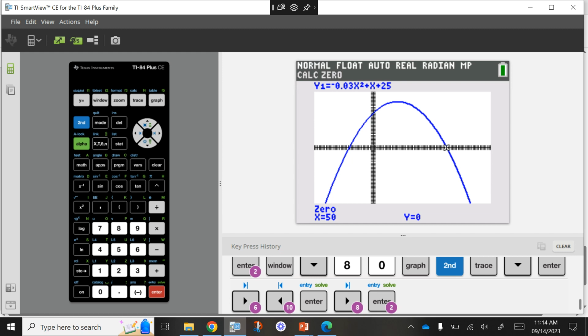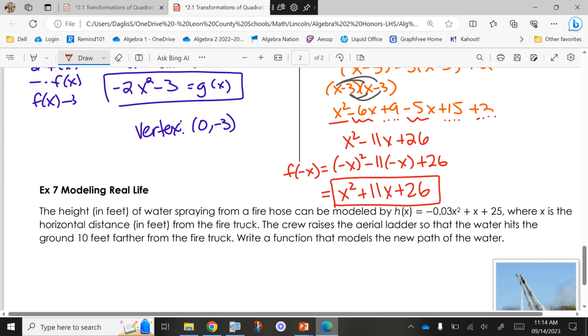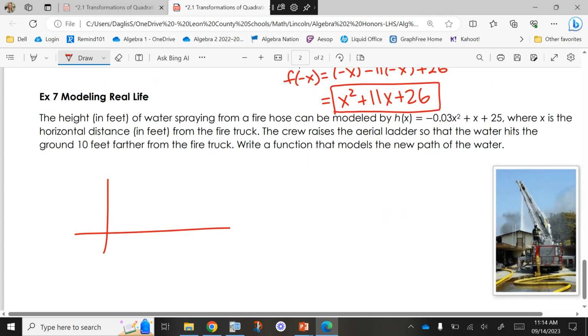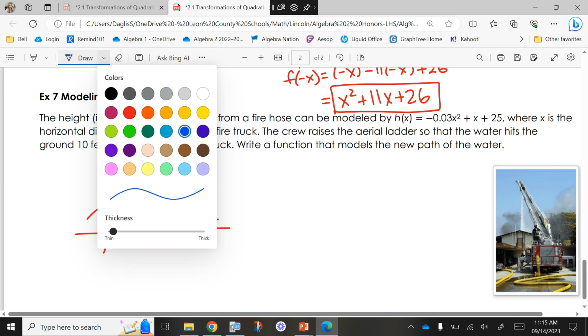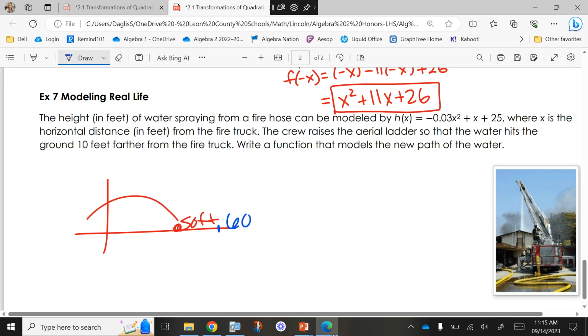Okay? So how far is the water being sprayed right now? If it's at 50, 0, it's being sprayed 50 feet away. Okay? So right now, I'm just going to do a little picture. Right now, it's hitting at 50 feet. It wants to raise the ladder so that it's hitting 10 feet farther. So where does it want it to be? It wants it to be at 60 feet. Okay? So I need to raise it up.